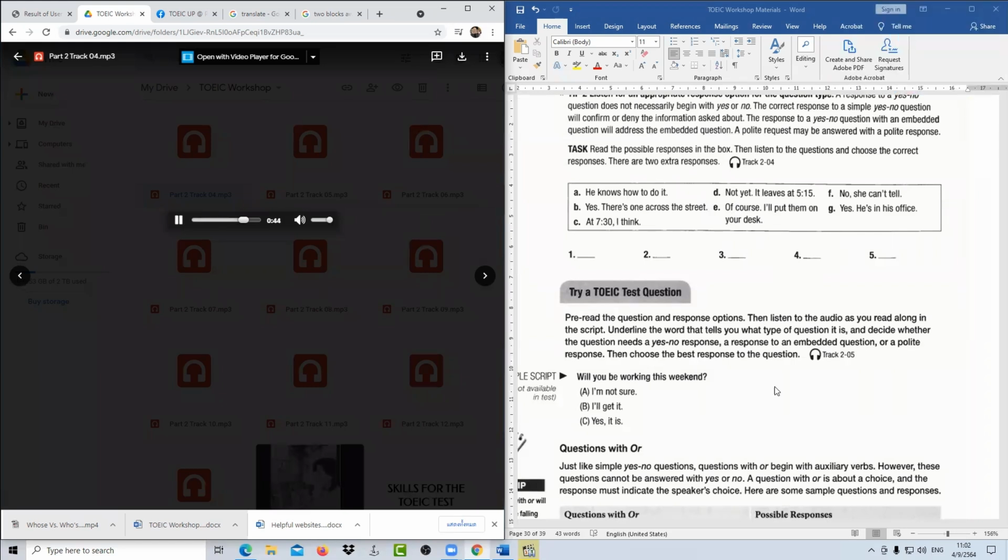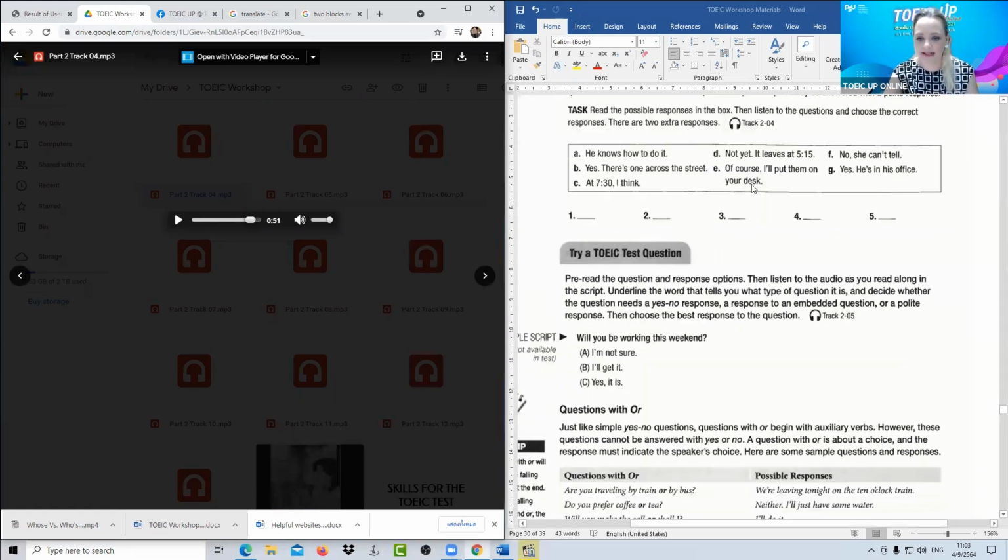And the last one. Number 5. Can you tell me when the movie starts? Answer. C. C is correct. At 7:30, I think. Okay, this is what type of question? Can you tell me when the movie starts? What type of question? Embedded. Yes. When does the movie start is the question he is asking, but he's embedded it. Can you tell me when? Okay, so that's an embedded question.